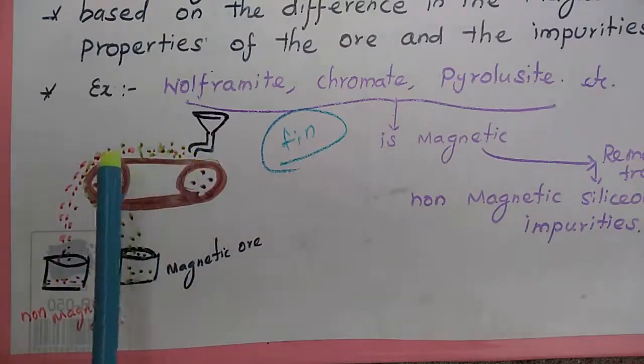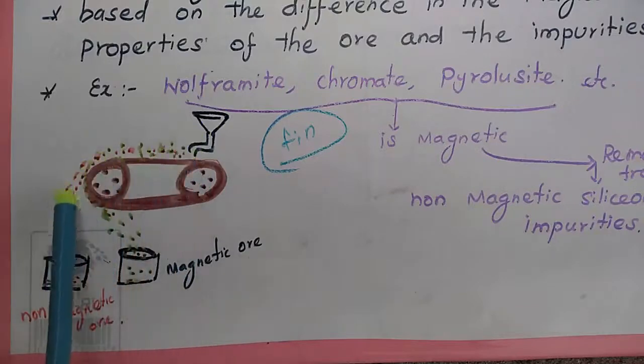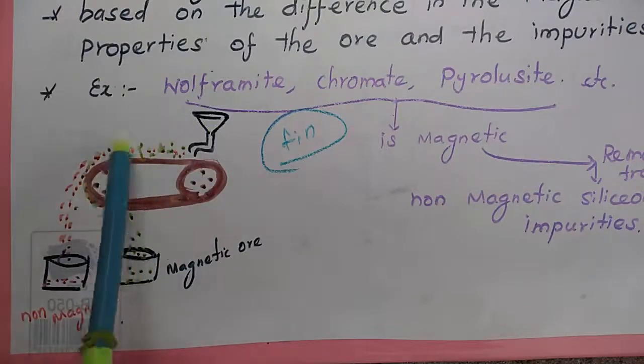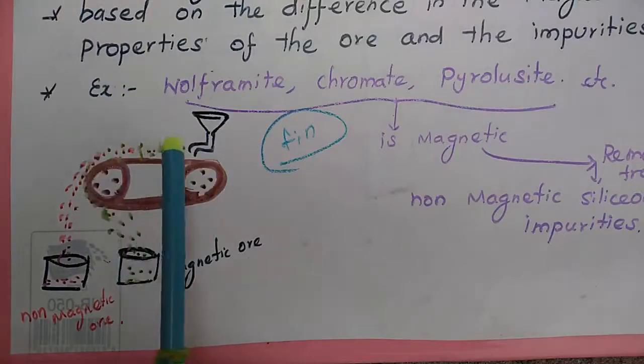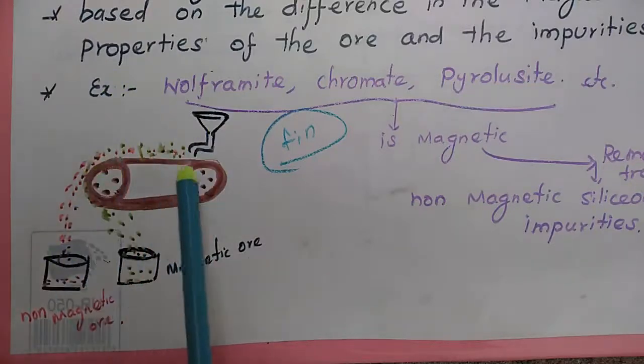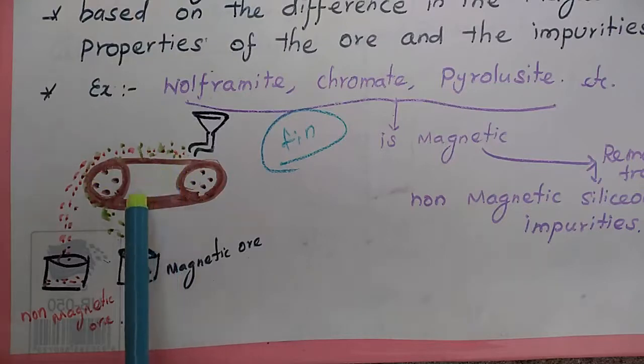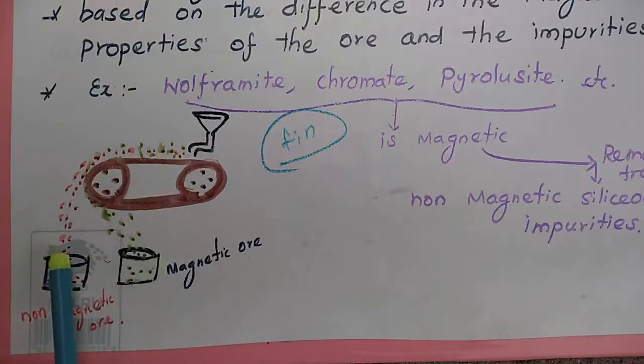This is the electromagnetic wheel. This is the powdered ore. So listen, it's a belt. This is the powdered ore. This is the magnetic wheel. It's a moving belt. It's the magnetic ore box. This is the non-magnetic ore box.